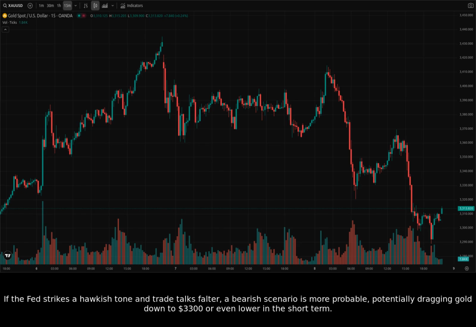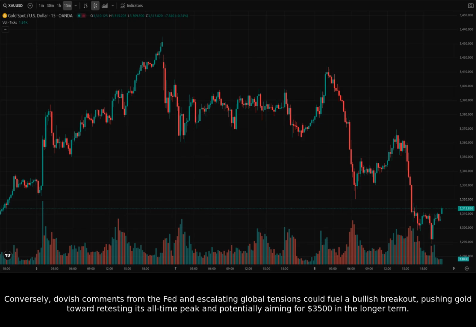If the Fed strikes a hawkish tone and trade talks falter, a bearish scenario is more probable, potentially dragging gold down to $3,300 or even lower in the short term. Conversely, dovish comments from the Fed and escalating global tensions could fuel a bullish breakout, pushing gold toward retesting its all-time peak and potentially aiming for $3,500 in the longer term.